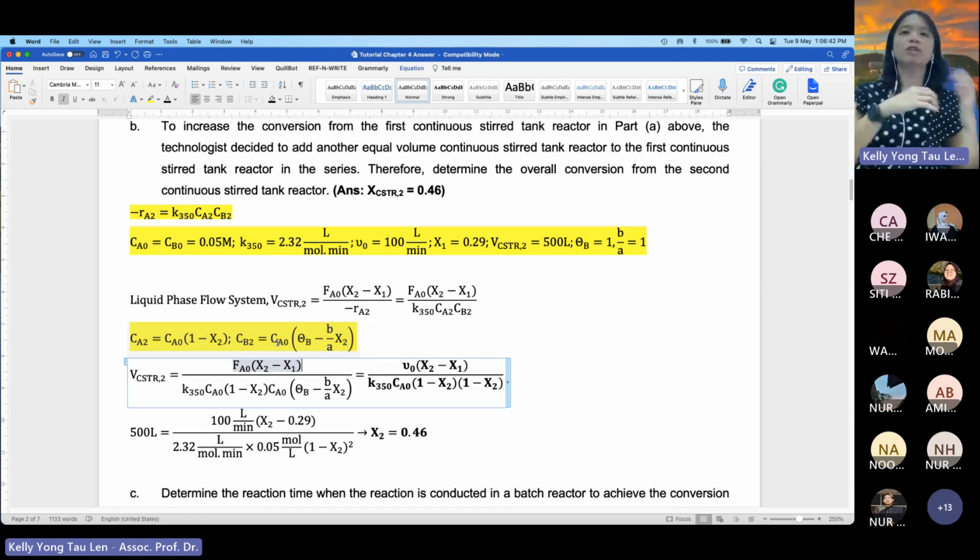Sebab kalau reaktor pertama, conversion dia berlainan. Reaktor kedua, conversion dia berlainan. So reaktor pertama X1, reaktor kedua X2, reaktor ketiga X3, so on and so forth.